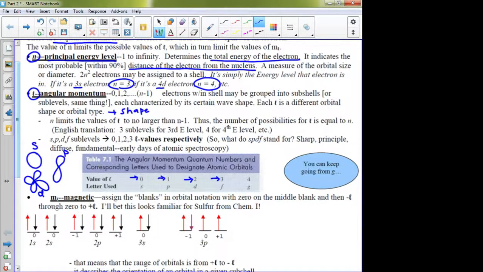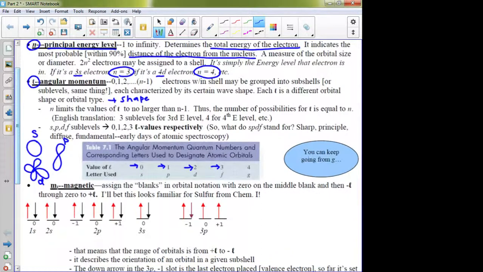All right. So L is limited by whatever N is, okay? The maximum that L can be is N minus 1. So what do I mean by that? If I'm in the first energy level, N is equal to what?